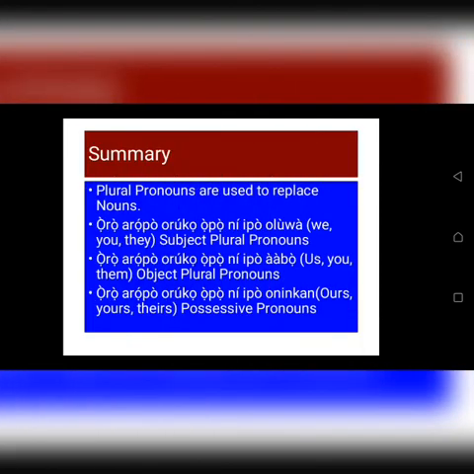Right? The summary. Plural pronouns are used to replace nouns. Ọ̀rọ̀ arọ́pò orúkọ ni a máa ń lò láti dípò ọ̀rọ̀ orúkọ, and it can be a subject and object. We have some of these as examples. And ọ̀rọ̀ arọ́pò orúkọ ní ipò oní nǹkan, that is a possessive pronoun.